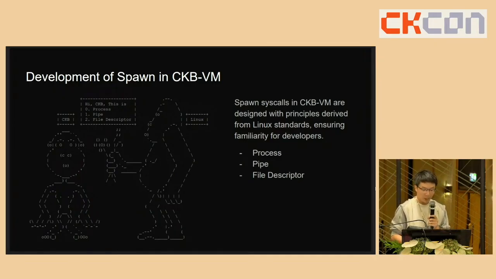In the CKB VM, every running script is considered a process. A process is essentially an entity with its own independent execution space. At the operating system level, CKB VM is still a single process and a single thread program.